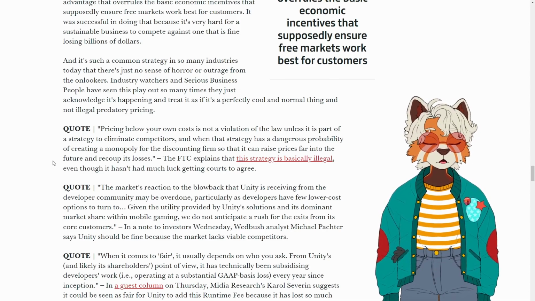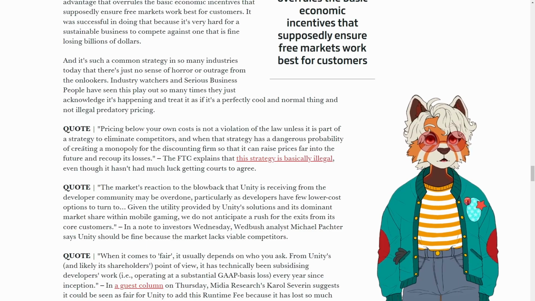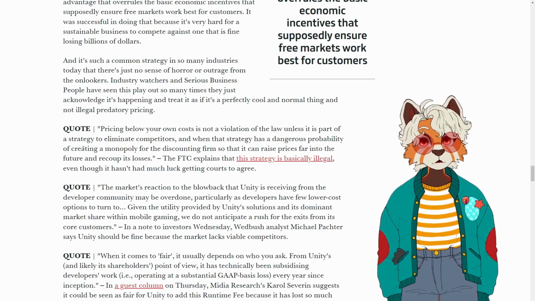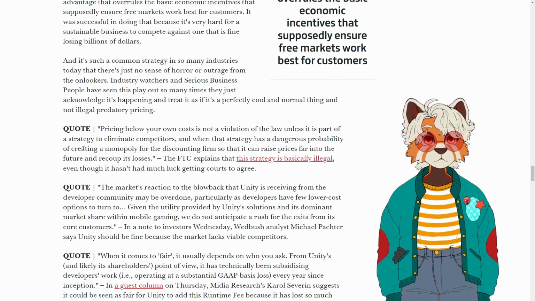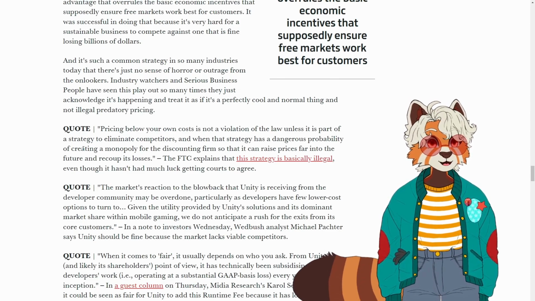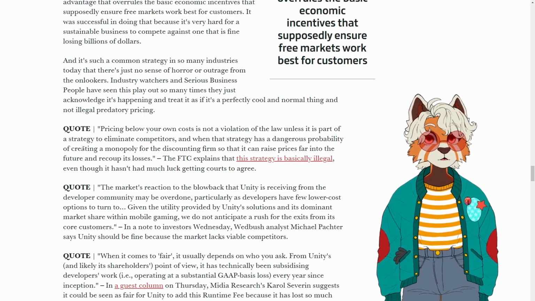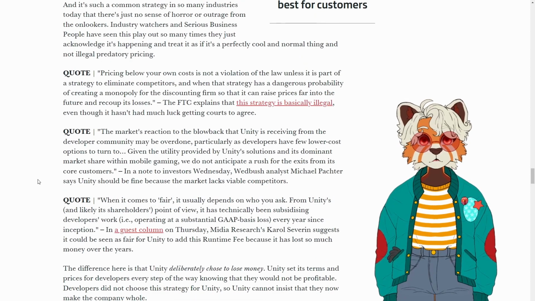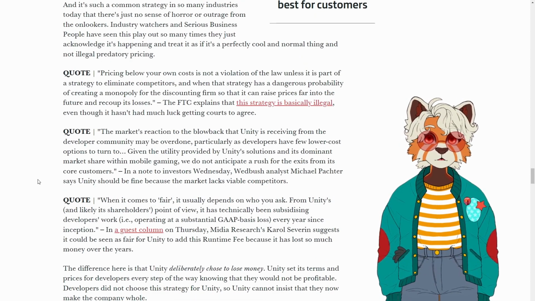Quote, pricing below your own costs is not a violation of the law, as it is part of a strategy to eliminate competitors. When that strategy has a dangerous probability of creating a monopoly for the discounting firm, so that it can raise prices far into the future and recoup its losses. End quote. That's the FTC saying that. Strategy is basically illegal, but courts are reluctant to agree with that. And they know that as well, right?